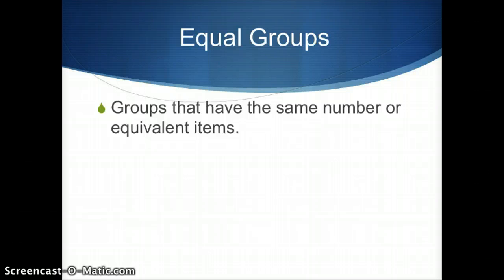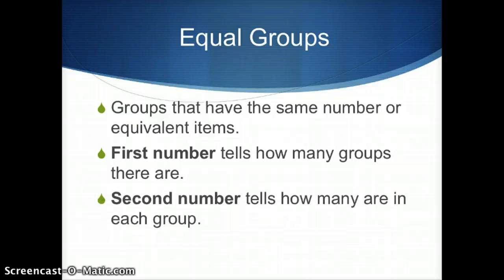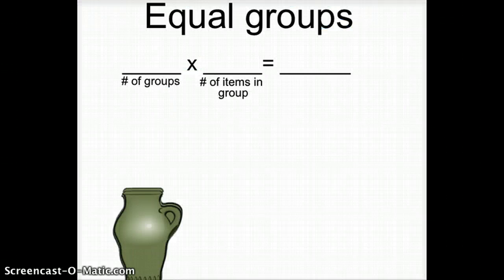Groups that have the same number or equivalent items are equal groups. There are 2 very important things to remember when working with equal groups. The first number tells you how many groups there are. The second number tells you how many are in each group. Now, let's look at an example of equal groups. Now remember, equal groups have the same number of items in each group.